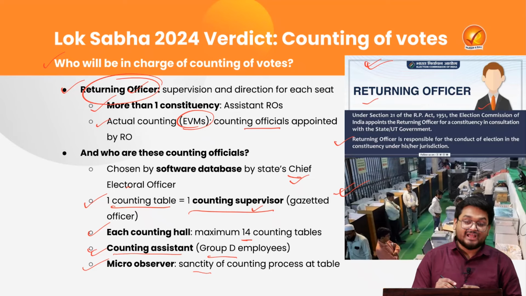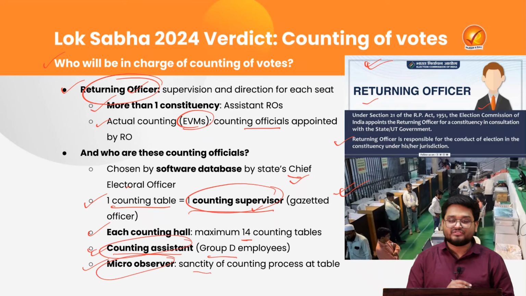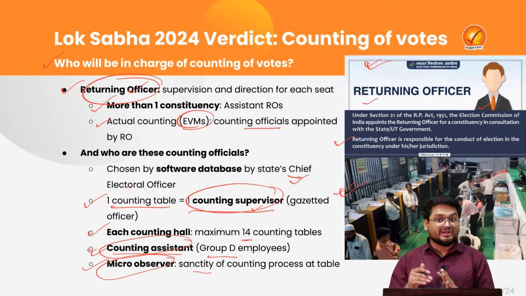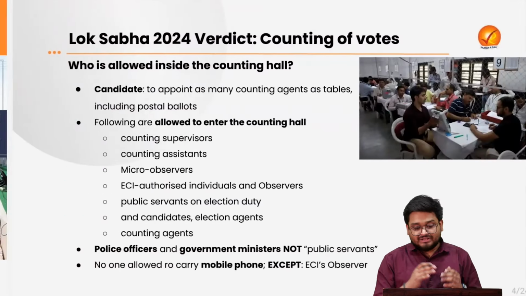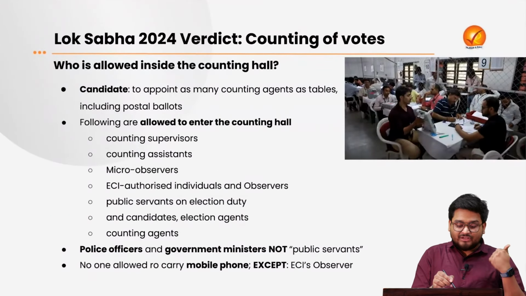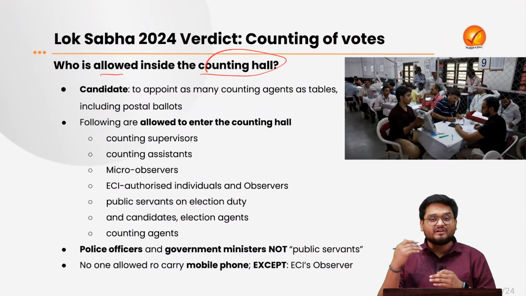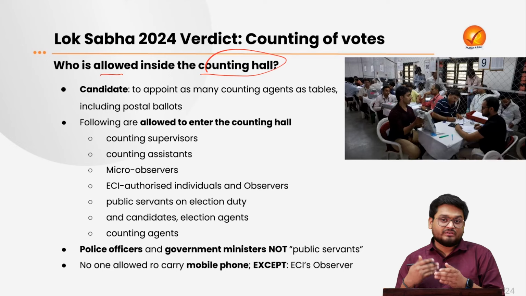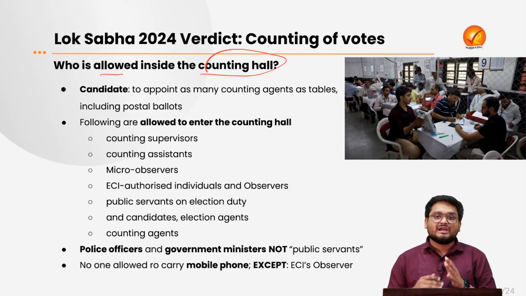So these three individuals, counting supervisors, counting assistants and micro observers, will be present at the counting table, and at the top there will be the returning officers. Now, when we talk about who is actually allowed inside the counting hall, where the EVMs are taken and the votes are individually counted, right?